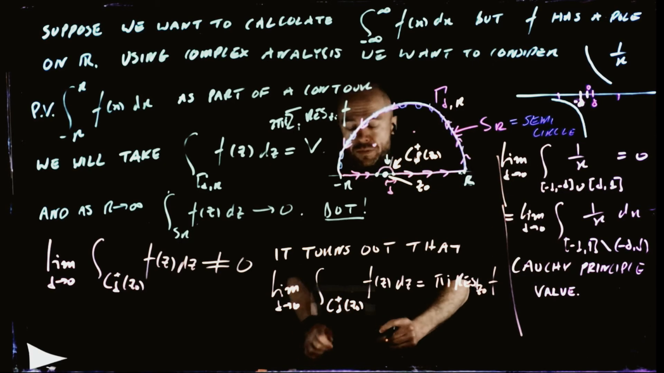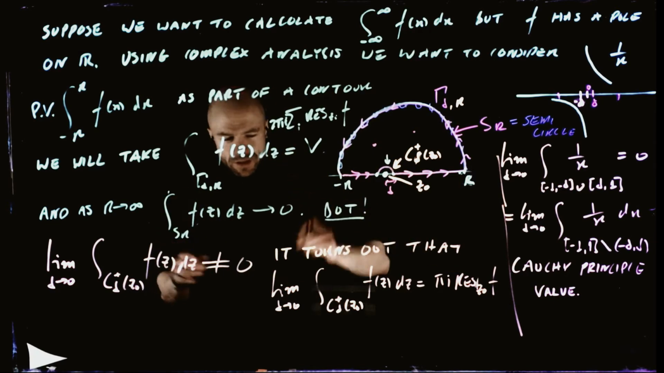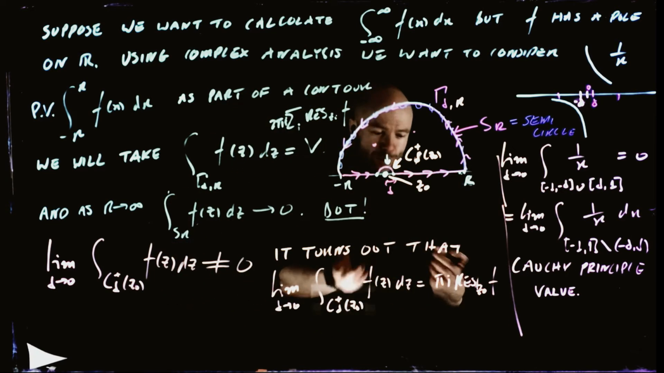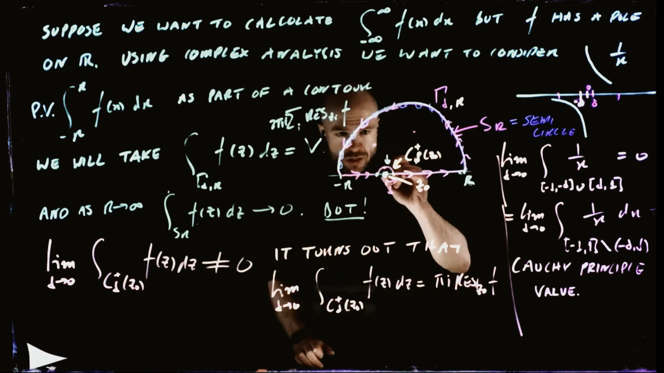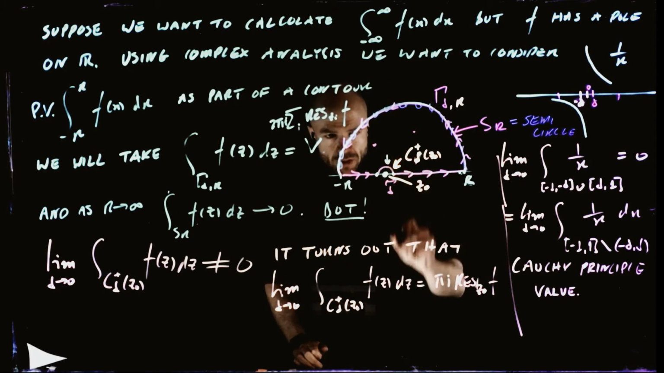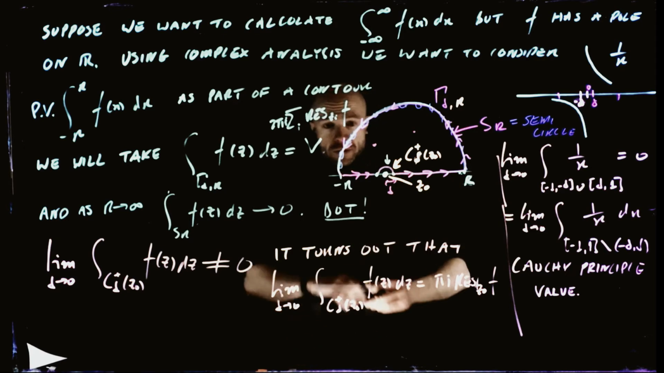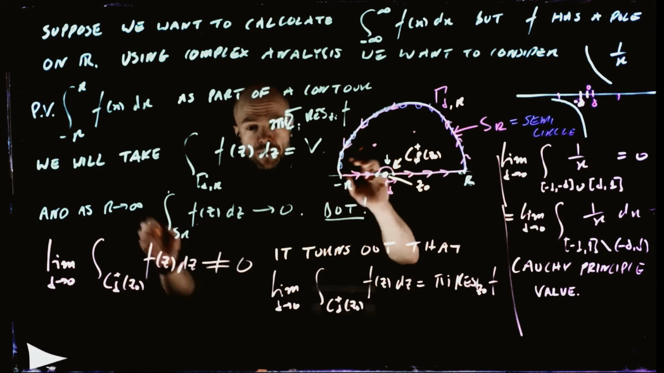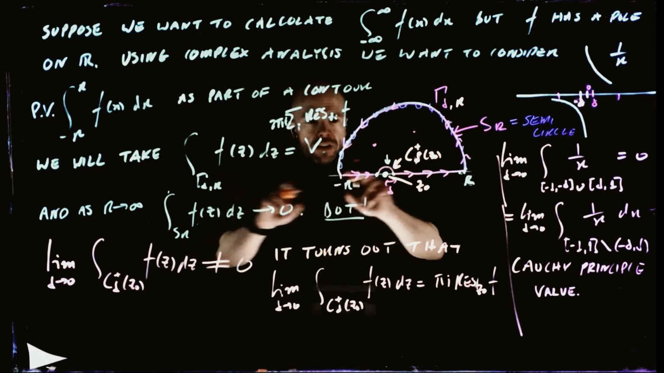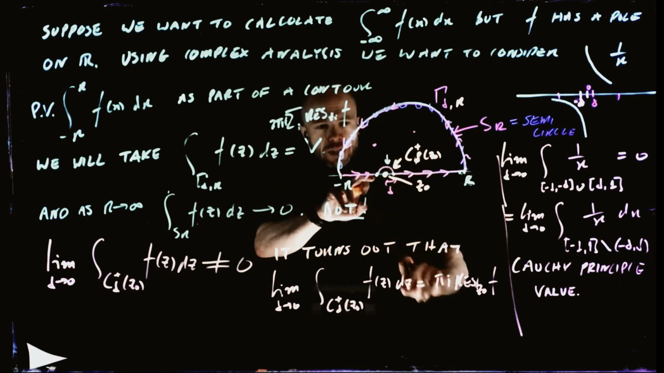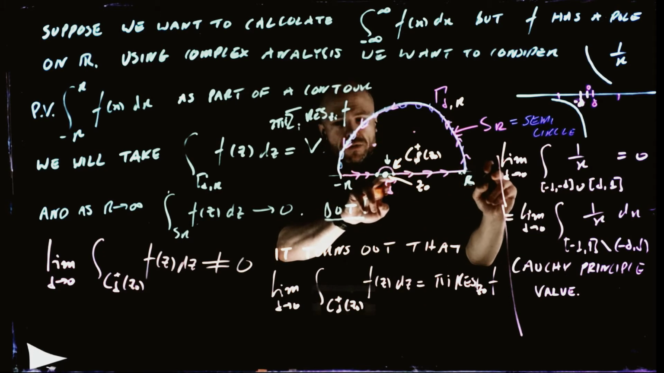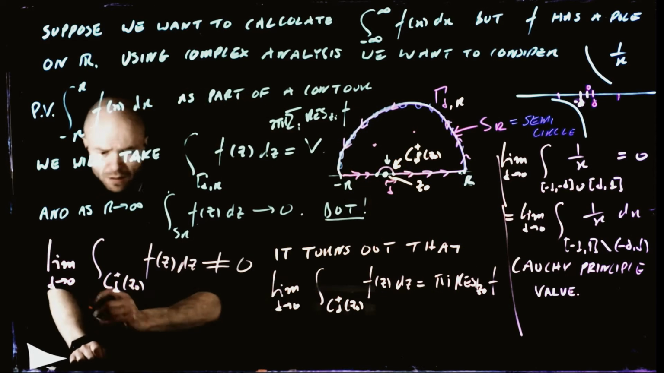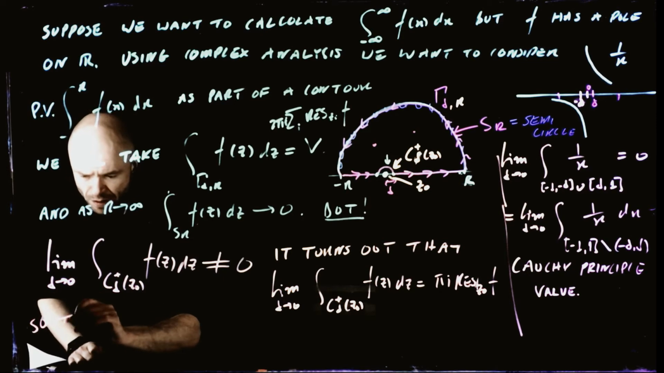So it is like contributing half of a pole. It's like contributing half of a pole. So this thing will actually be this quantity over here. So that when we take r to infinity, we'll have the integral along the real line from -infinity up to here, and then we'll have this part, which we know what it is, and then we'll have the integral from here to infinity.